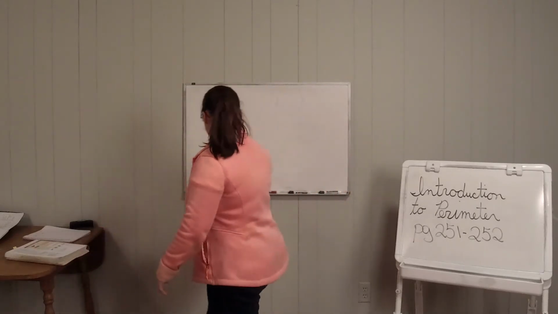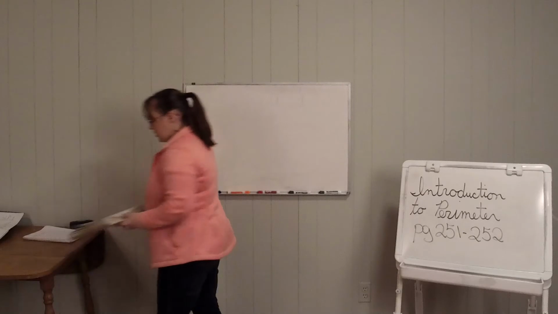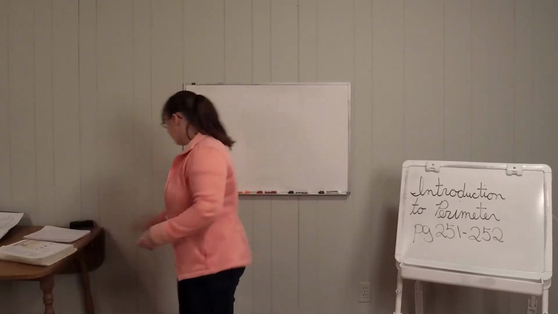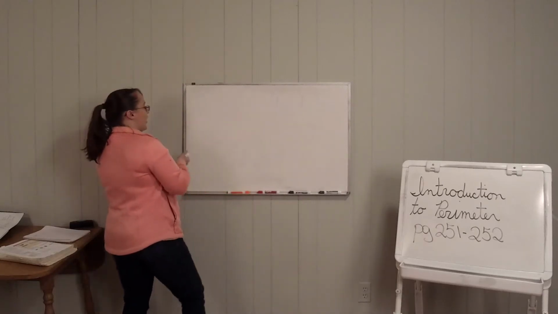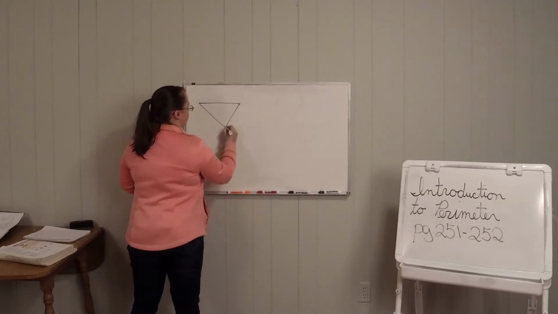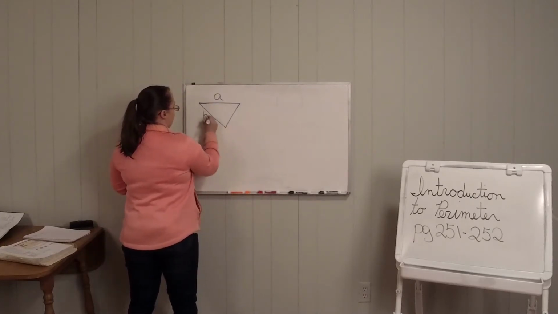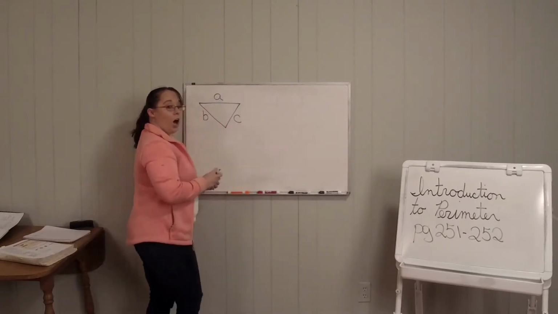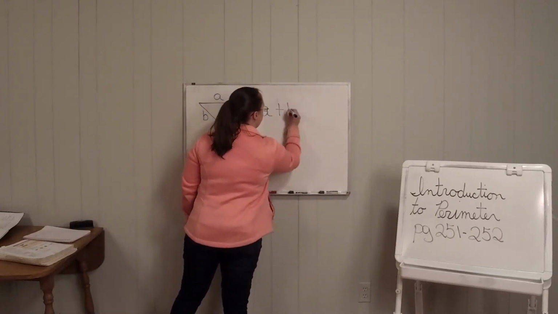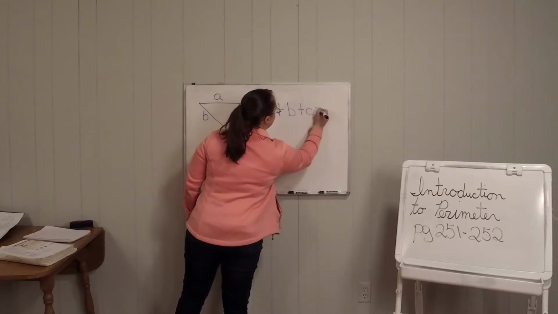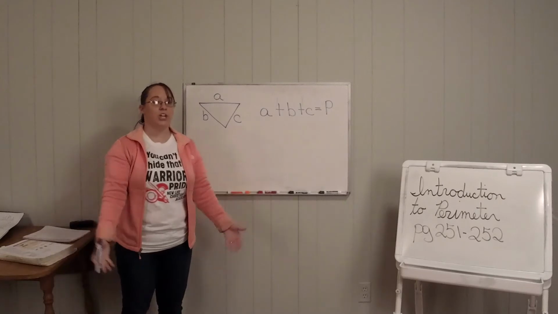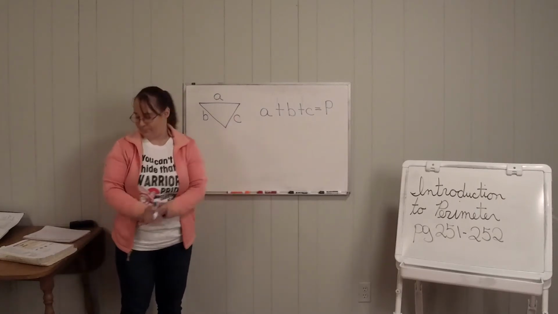Alright, so you're just adding up the sides. So the perimeter, let's say you had a triangle and it's A, B, C. All you're doing is adding up. A plus B plus C equals the perimeter. That's all. You're just adding.